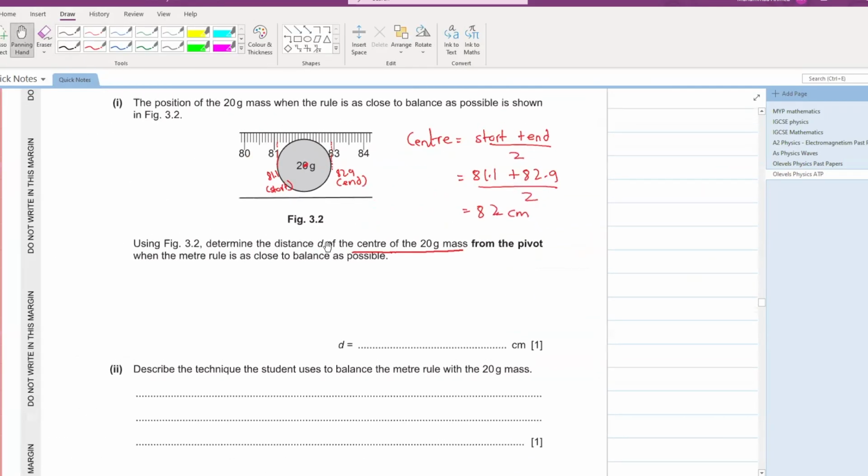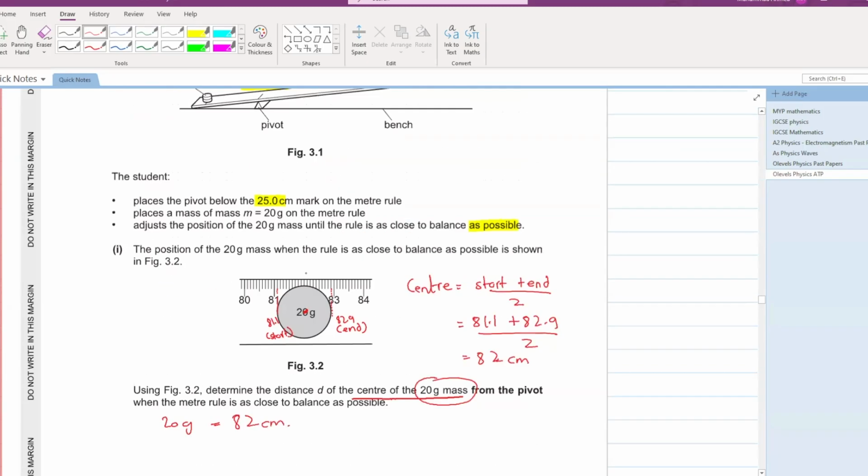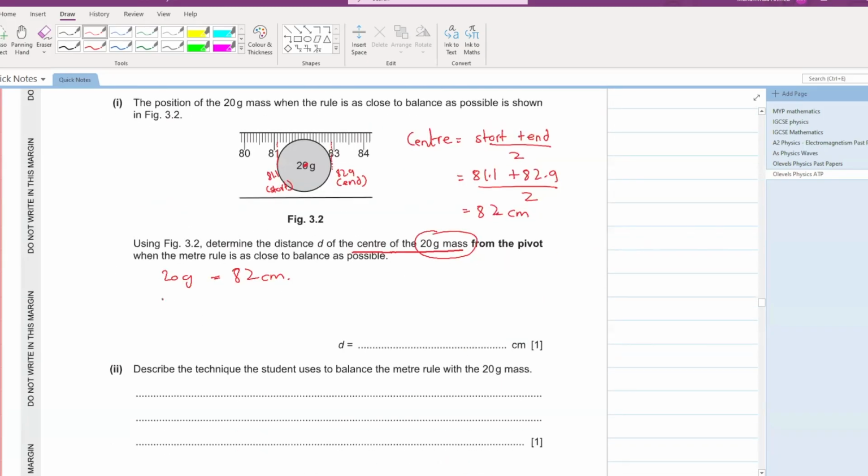What do you have to calculate? You have to calculate the distance d of the center of the 20 gram mass from the pivot when the meter rule is as close to balance as possible. We know that the 20 gram mass is at 82 centimeter. The pivot was at the 25 centimeter mark. What will be the distance d between the two? 82 minus 25 equals 57 centimeter. 57 centimeter is the distance between the pivot and the mass.